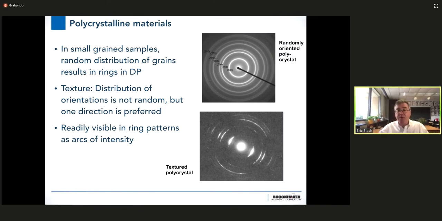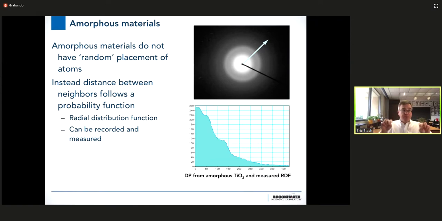Also, if you have an amorphous material, you will not see Bragg diffraction because there are no crystallographic planes. Instead, you'll see a scattering pattern. Amorphous materials do not have a random placement of atoms. They instead have specific common distances. And so if you have an amorphous material and look in the back focal plane of the objective lens of the microscope, you'll see this type of pattern. And if you go through and average around that radial distance, you'll see what's called a radial distribution function. And this can be recorded and measured. It tells you about the probability of having atoms at a given distance from each other.